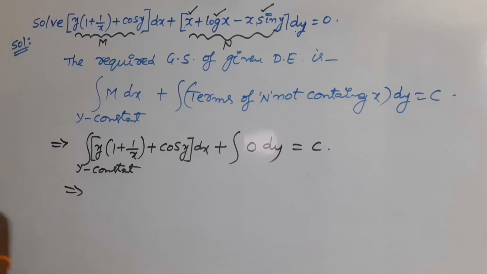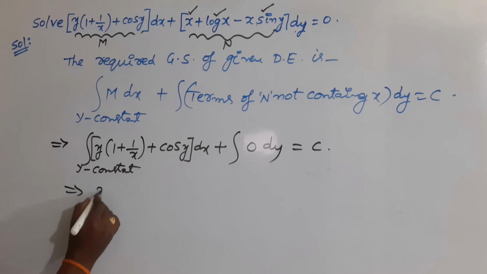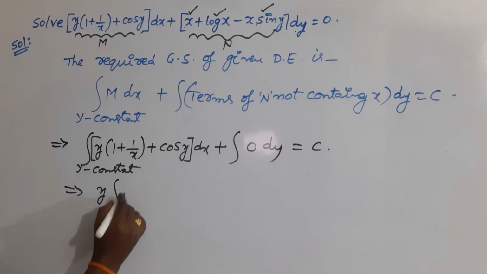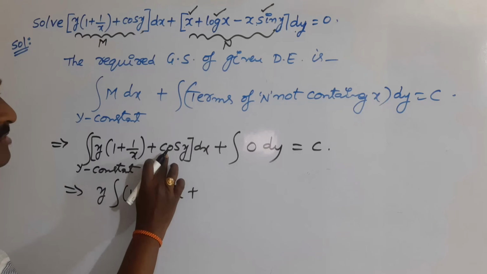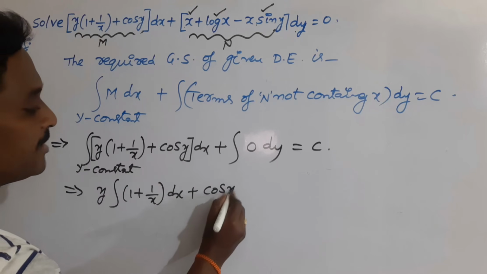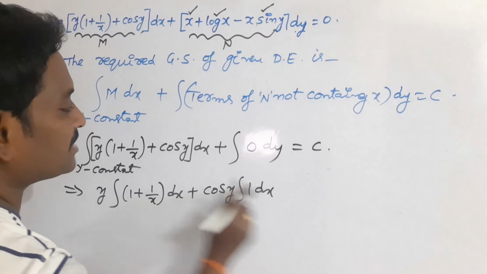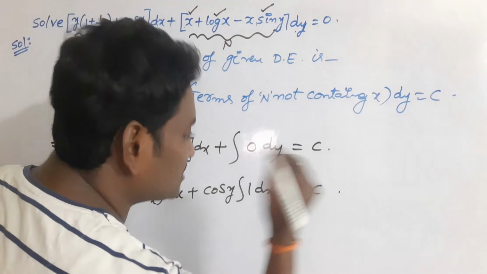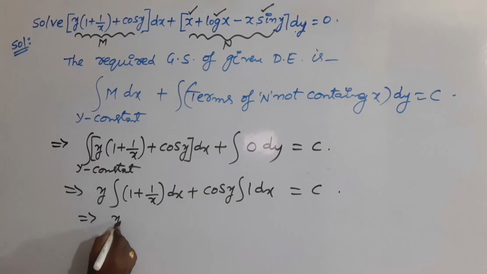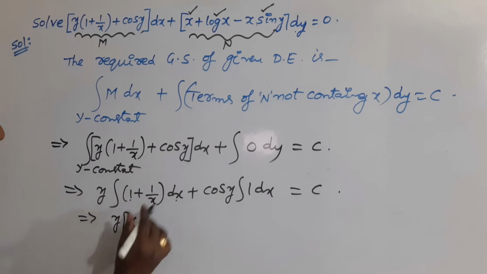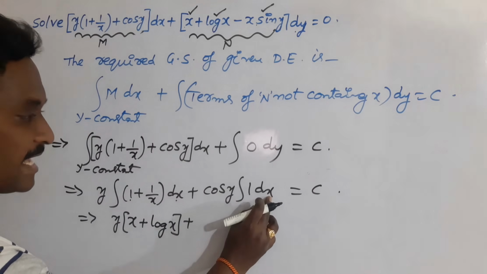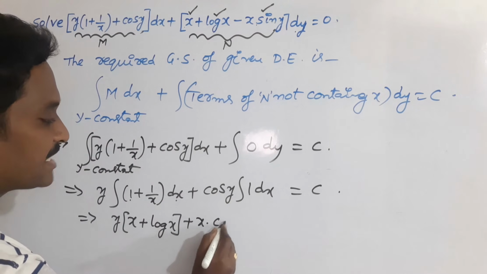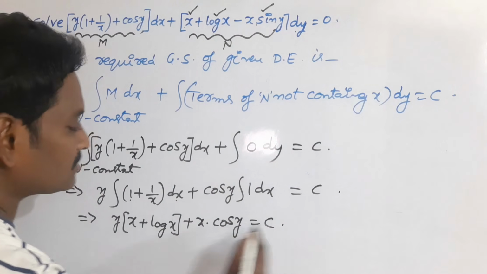So y is a constant term, take it outside of the integration: integral of (1 + 1/x) dx. Here also cos y is a constant, so write it outside of the integration. The remaining term is only 1 dx, is equal to c. So y into, what is the integral of 1 dx? x. What is the integral of 1/x dx? log x. Plus, the integral of 1 dx is x. That's why I will write it as y(x + log x) + x cos y = c.